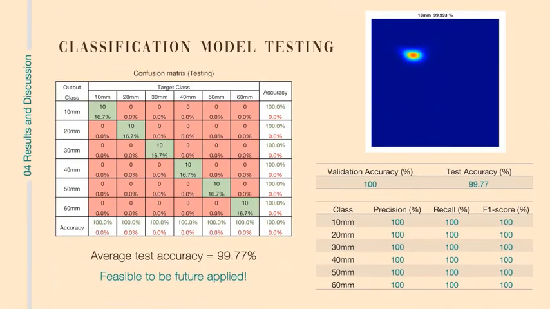Next, the model is tested with the testing set, and the figure on the top right is an example of the classification result. The testing set with 10 samples for each size is classified successfully with an average accuracy of 99.77%. The testing performance of the model is calculated from the confusion matrix in terms of precision, recall, and F1 score. As all samples are correctly classified, the precision, recall, and F1 score for all classes achieve 100%. From the result, we can conclude that the model is feasible to be applied in the future.